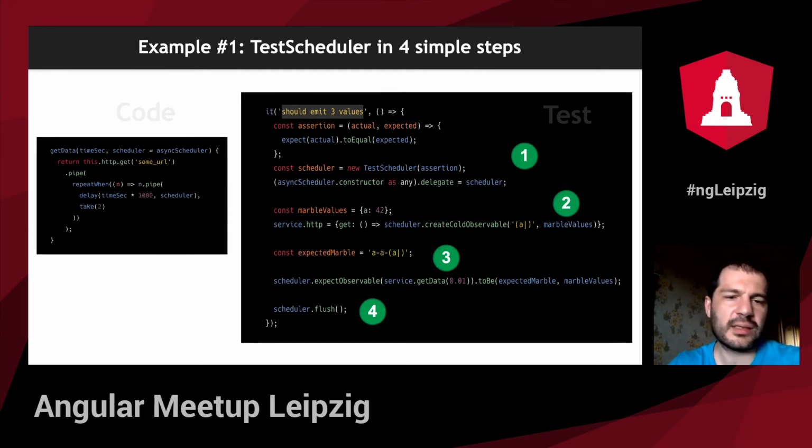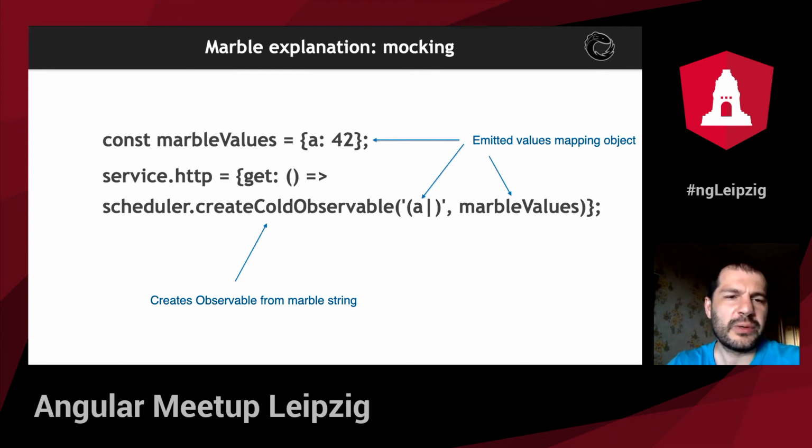Let's take a look at some parts of the test to understand it better. In our code, we create a mock for an HTTP service call that returns an observable. And for marble testing, we use a special function called createColdObservable for that. As a first param, we feed the marble diagram. In our case, we just emit A and complete the observable. But what is A here? The exact value for A will be taken from the mapping object, which is sent as a second param, marble values.